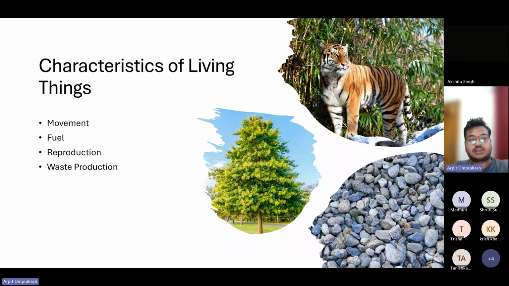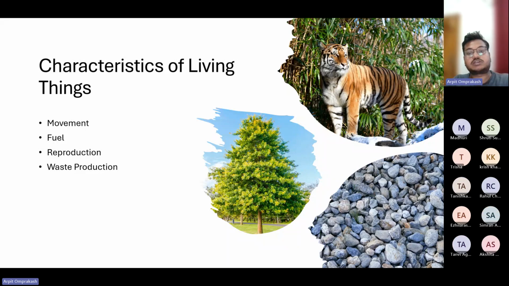One might say that the characteristic of living things is that they show movement. For example, this tiger can go from one place to the other. The second thing is they require some sort of fuel. For example, plants use photosynthesis, getting fuel from solar energy. They make their food using solar energy. And animals in turn are heterotrophs, which eat other animals to get energy.